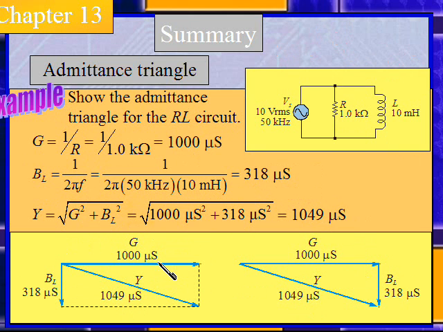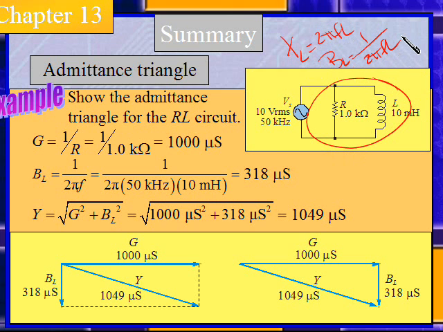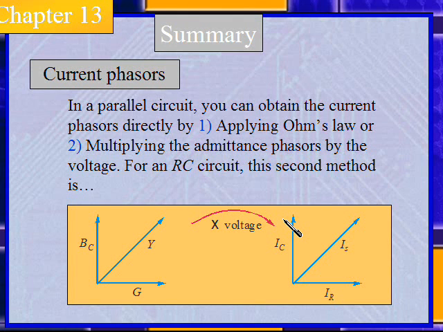And here, if we use an inductor, again we have to find XL. It's 2 pi FL. So BL is going to be 1 over 2 pi FL, and that comes out to 318. Again, same formula. Square them, add them up, and you get the total. In a parallel circuit, you can obtain the current phasors directly by applying Ohm's law or multiplying the admittance phasor by the voltage. For an RC circuit, here you just multiply by the voltage and you'll get the current values directly.